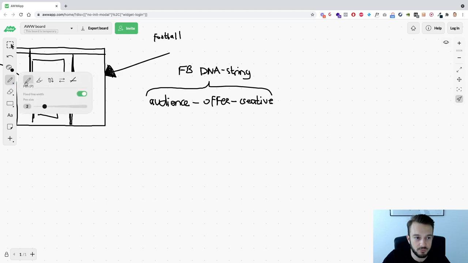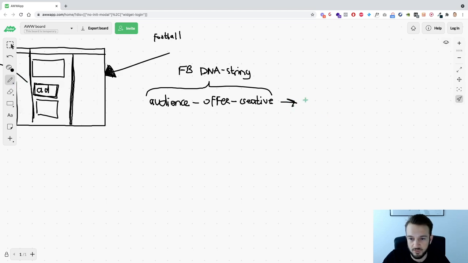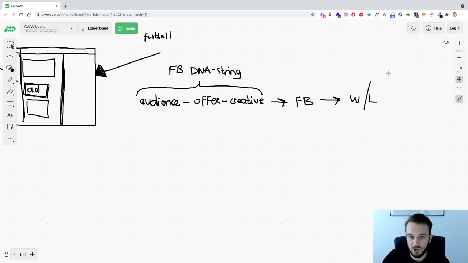So that is then put into Facebook, of course. So Facebook, that's basically your input. Facebook is the process. And then the result of that is that you either win or lose the bid, right? So that is how the bidding system works.